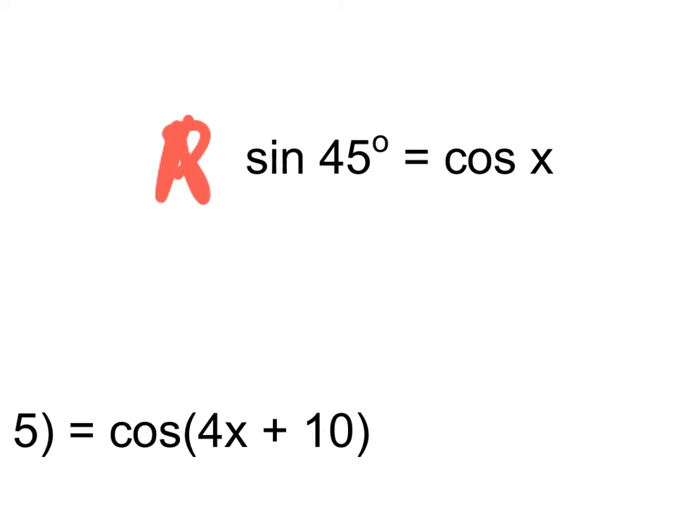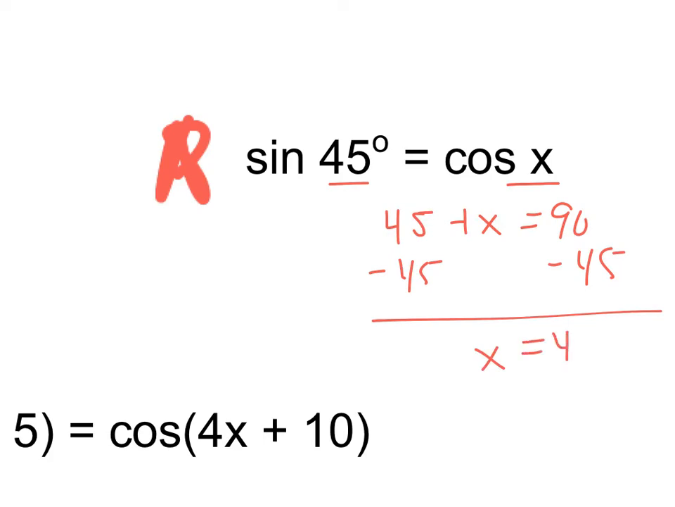So I have the sine of 45, and that's equal to the cosine of x. I just do angle plus angle, and I set it equal to 90. How do I get rid of a 45? I take away a 45. So I subtract 45, and I get x is equal to 45. And again, that's just saying the sine of 45 is equal to the cos of 45. I can type it in and boom, I'll get the same exact answer.